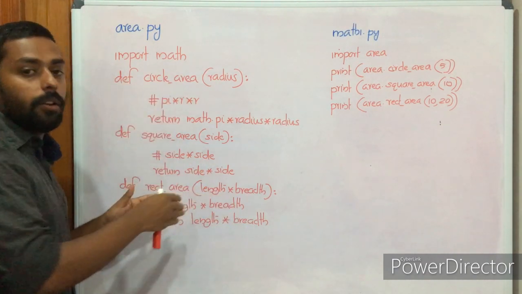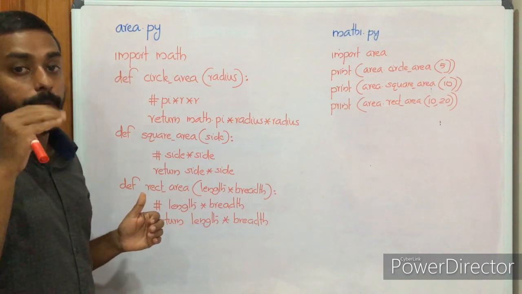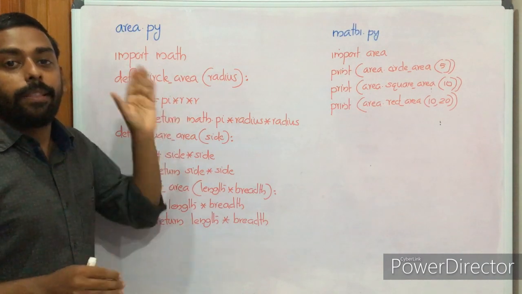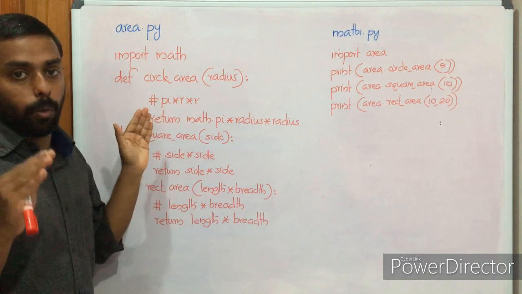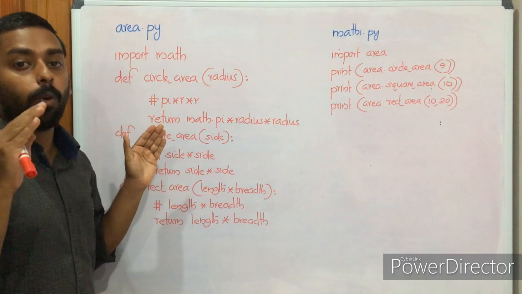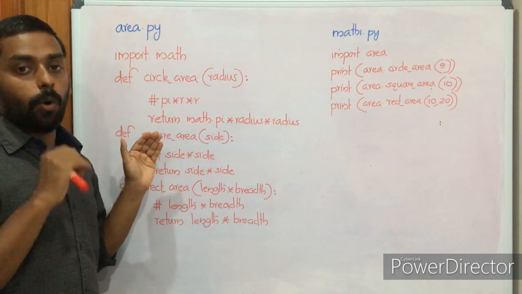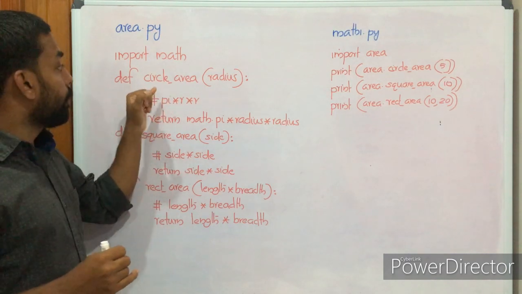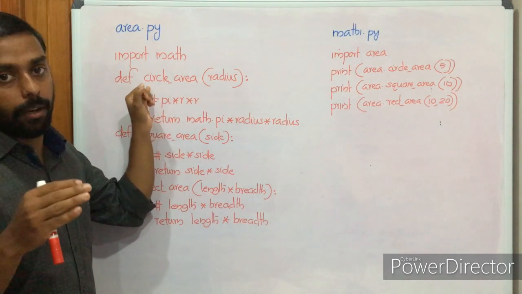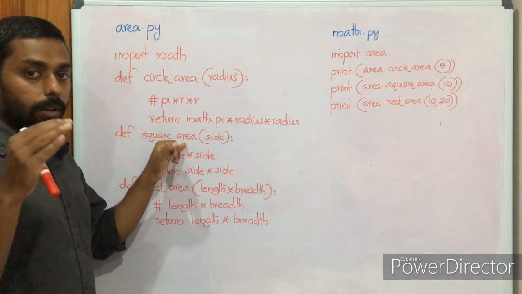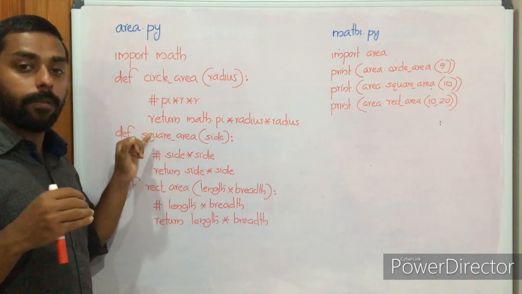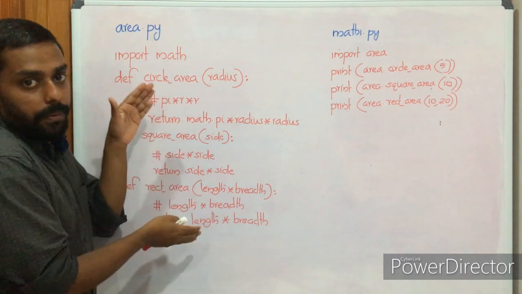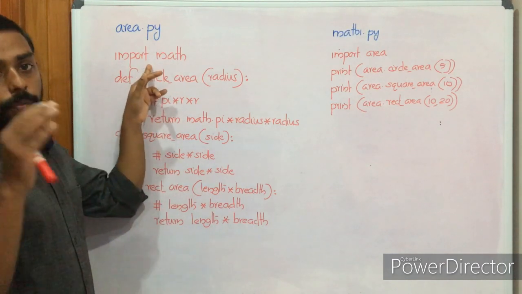Okay, so these are the functions we have created and grouped in the area.py module. As I've told you, this is our user-created module. The name of the module is area.py, and we have created three functions in the area.py module. The first function is for finding the area of a circle, the second is for finding the area of a square, and the third one is for the area of a rectangle, right? We have defined these three functions here in the program, and we know we have imported the math module.